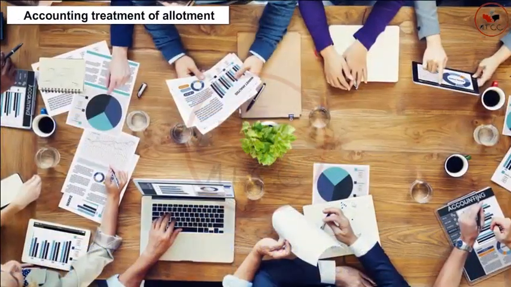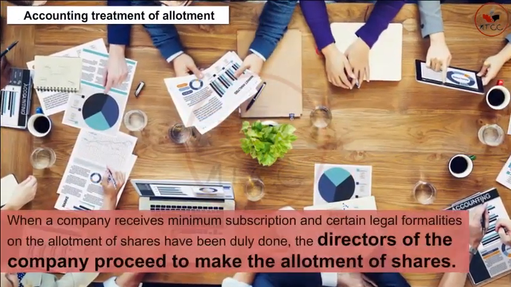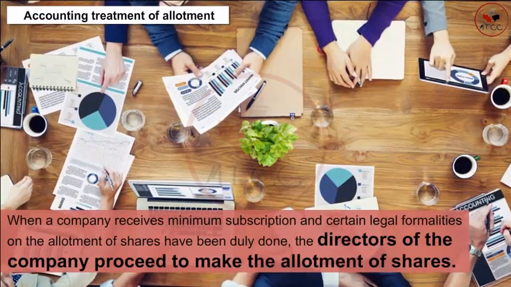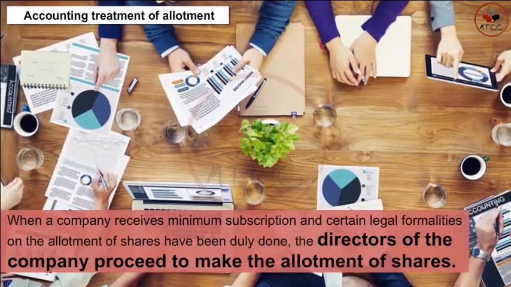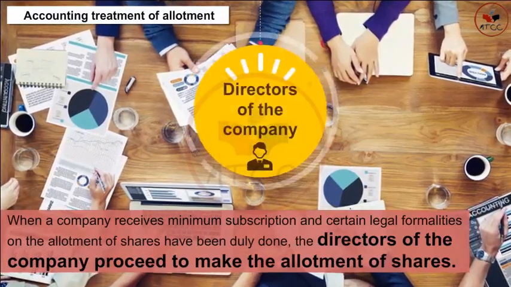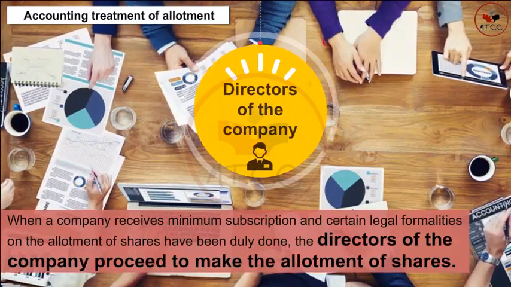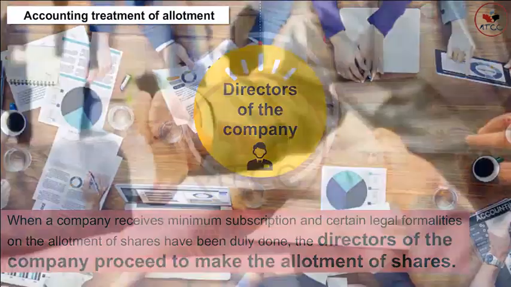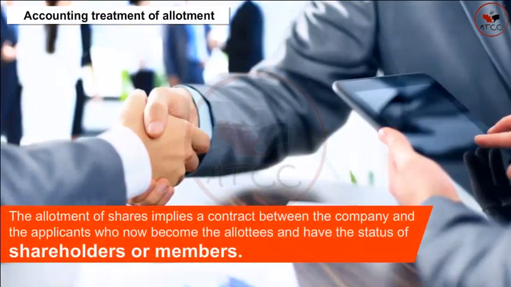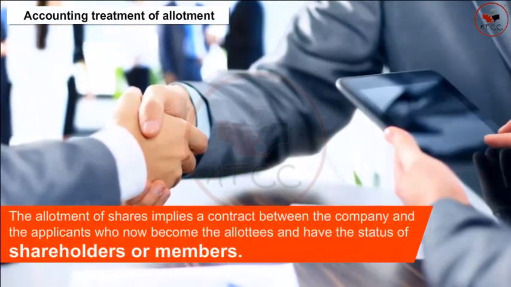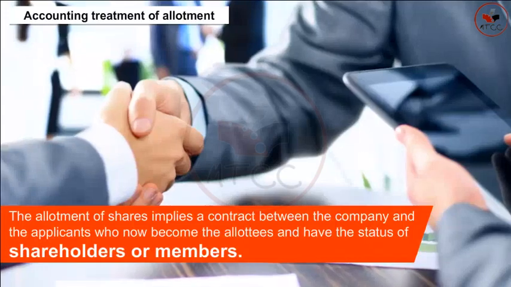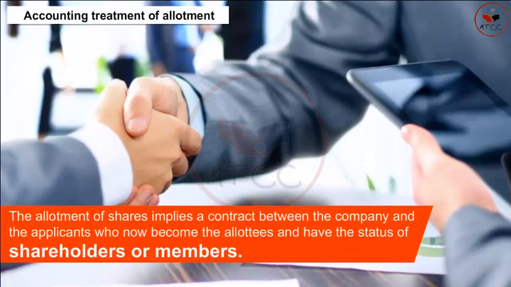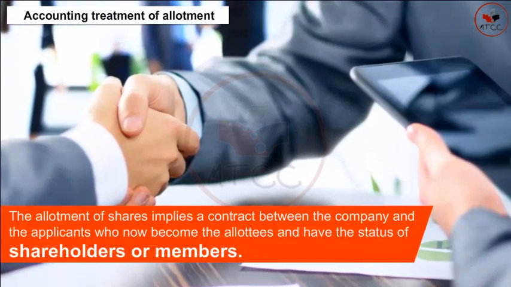Accounting treatment of allotment. When a company receives minimum subscription and certain legal formalities on the allotment of shares have been duly done, the directors of the company proceed to make the allotment of shares. The allotment of shares implies a contract between the company and the applicants, who now become the allottees and have the status of shareholders or members.